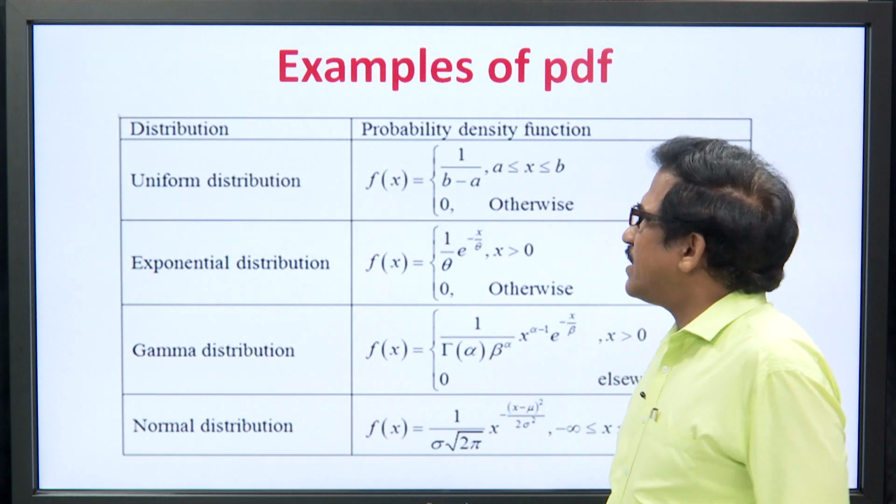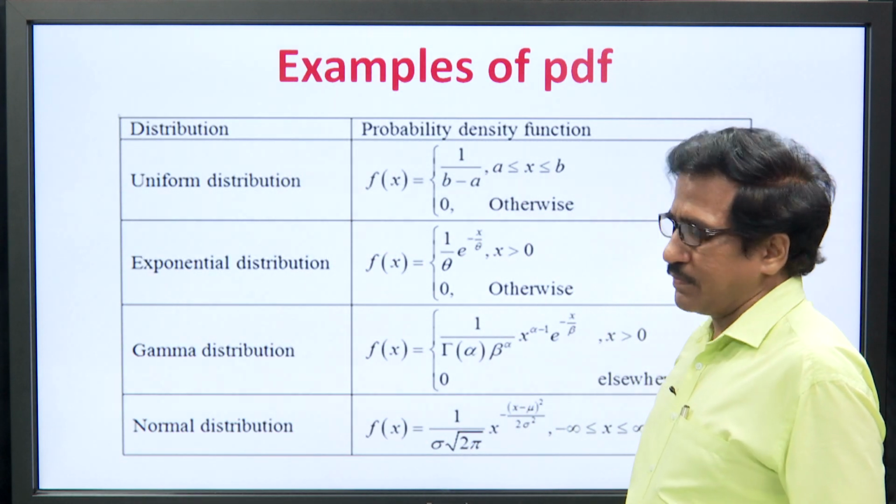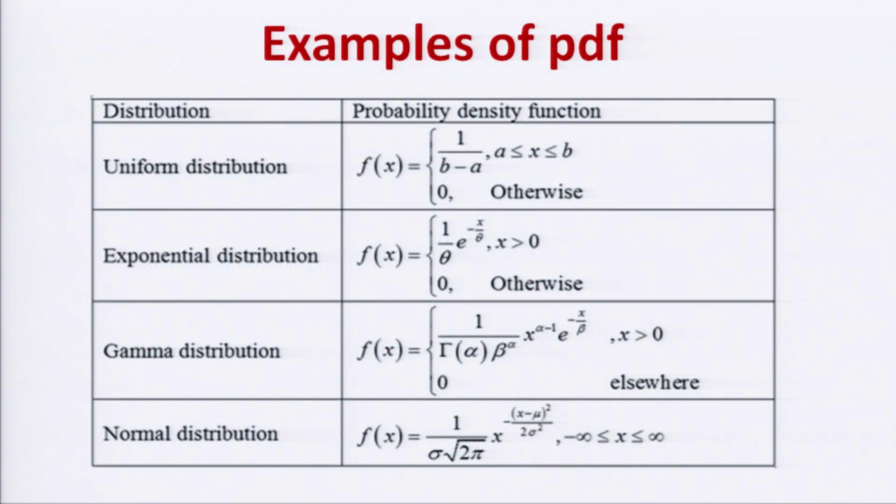Now, examples of probability density function. You might have heard about normal distribution, which is a very popular example of probability density function, but not only normal distribution; other distributions like uniform distribution, exponential distribution, gamma distribution, all of them are probability density functions. This is a probability density function.